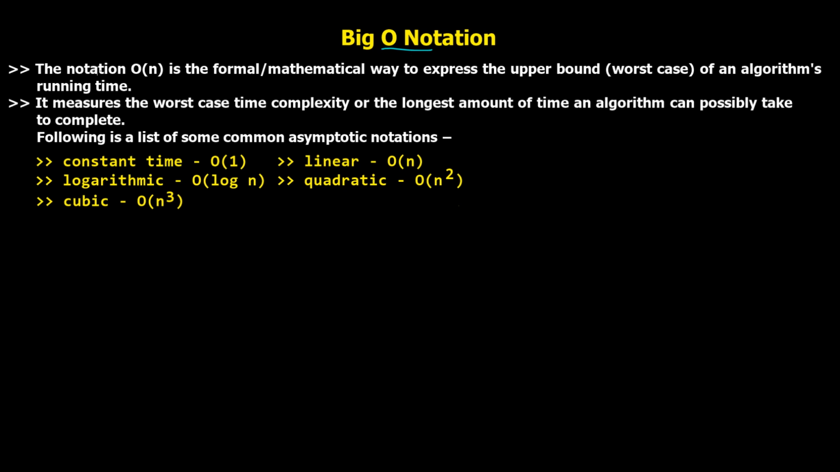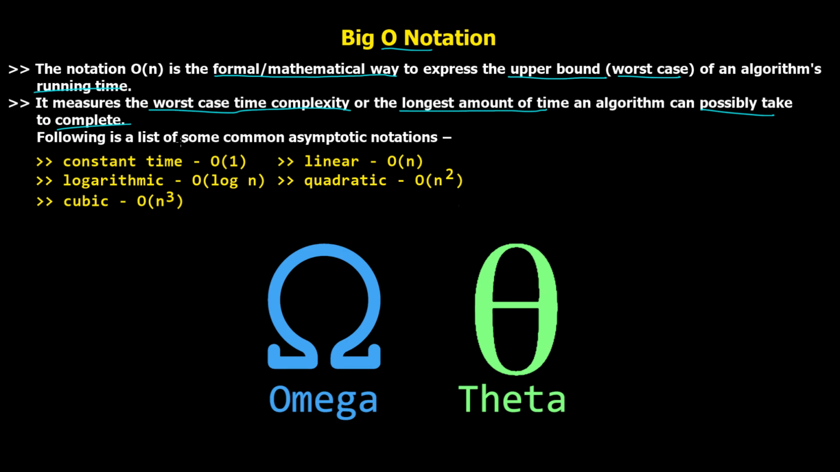So big O notation is nothing but the formal or mathematical way to express the upper bound or the worst case scenario of an algorithm's running time. What it does is it measures the worst case time complexity, or the longest amount of time an algorithm can possibly take to complete. Now you're wondering, if big O notation is measuring the longest amount of time, what is measuring the shortest amount of time? So we have two other notations also, which are omega and theta notations.